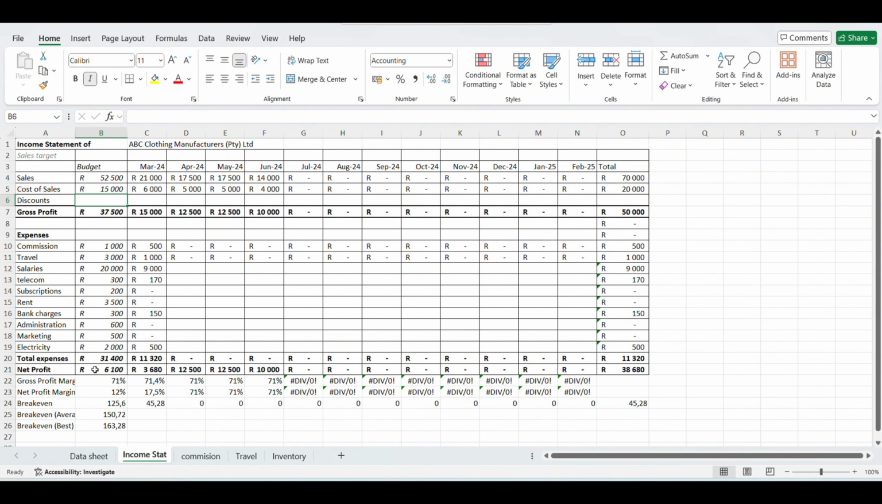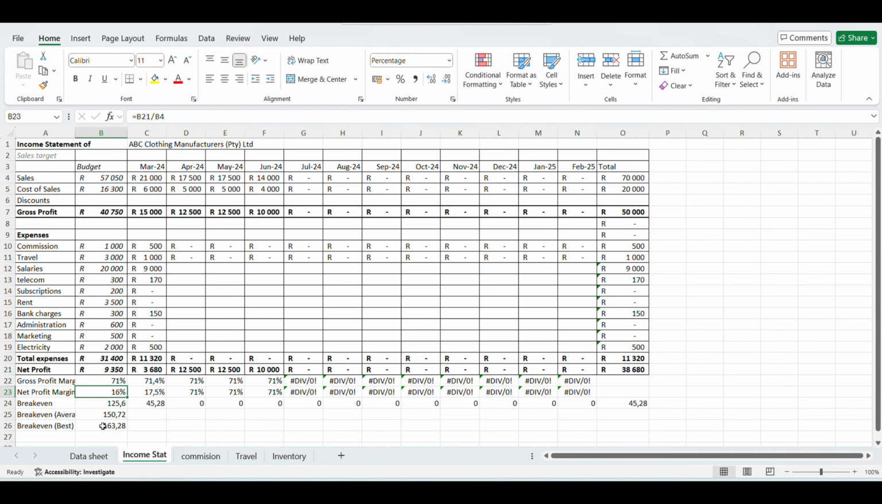Here you see your net profit is now 6,100 Rand. Your net profit margin is around 12%. Now, in order for the business to be feasible, your net profit should be over 20%. So let's just check the best case scenario of making 163 dresses and where that leaves the net profit. So then I change this 150 to 163. And there you have a net profit margin of 16%, which is closer to the 20%.